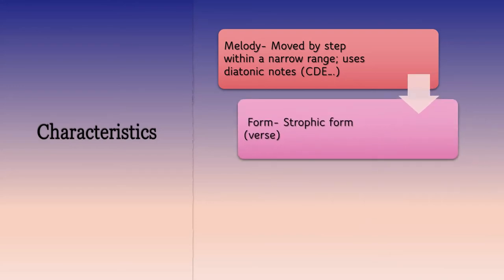The form was strophic. So they had strophic form there as well, which means it had a verse, might have a chorus, but it had another verse somewhere. Might have a chorus, it might have another verse. So there were verse upon verse upon verse. It could have gone on and on and on.